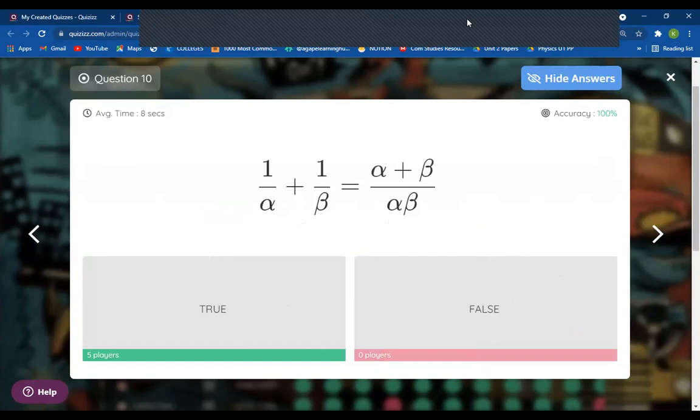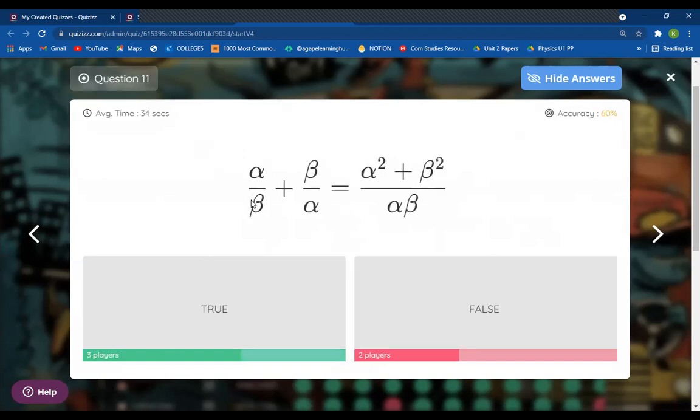Since nobody got this wrong, I don't really need to go through this one. So 1 on alpha plus 1 on beta is the same as alpha plus beta on alpha beta. Everybody got that right? Good job. Alpha on beta plus beta on alpha is equal to alpha squared plus beta squared on alpha beta.